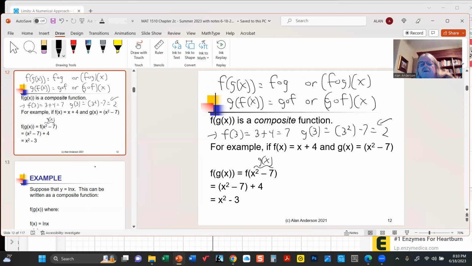But here, I'm replacing all the x's with g of x. In this case, g of x is x squared minus 7. Now, f of x itself is x plus 4. So what I've actually got here is g of x plus 4. And then you substitute g of x into it. You've got x squared minus 7 plus 4. x squared minus 3 is your final answer. That's what we mean by f of g of x.